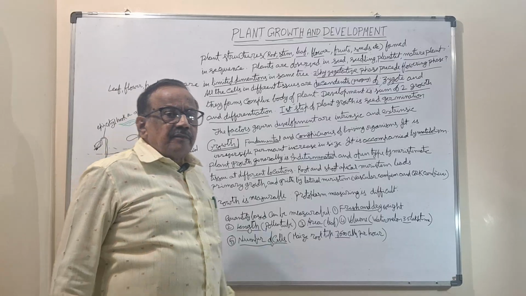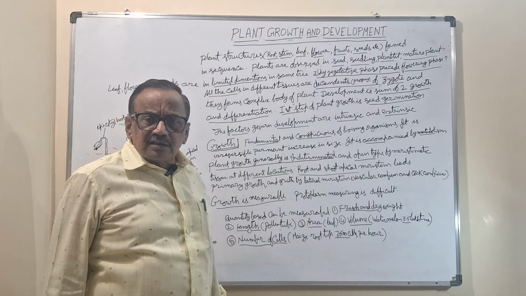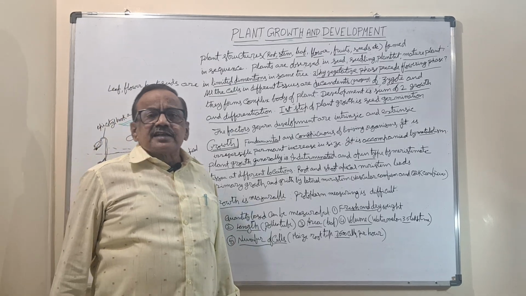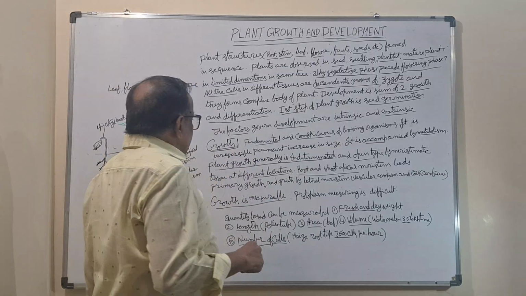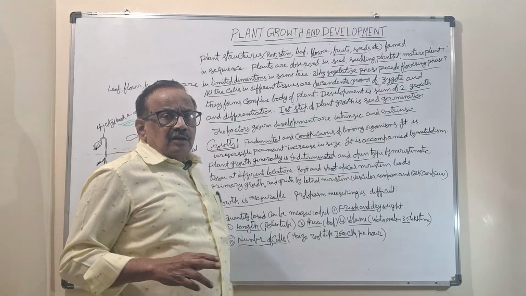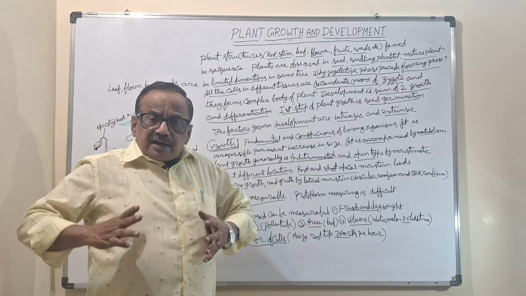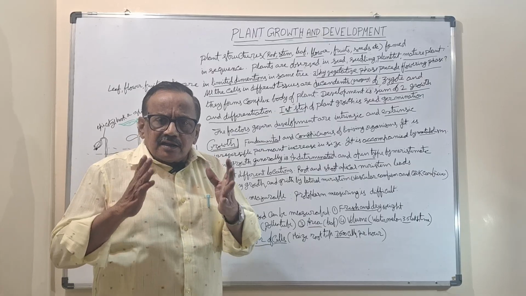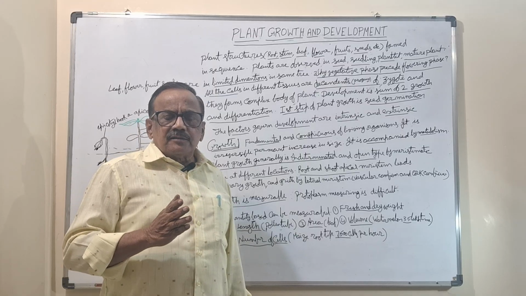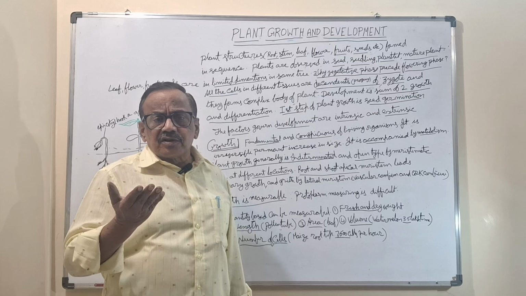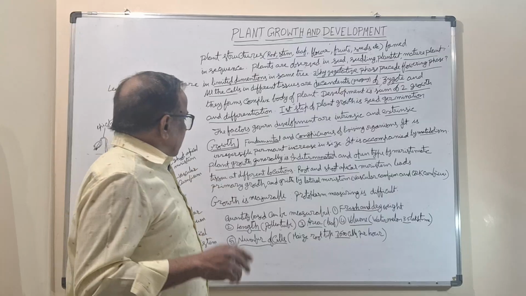Now we'll see the next heading, growth. Already I discussed growth. Growth and differentiation together we call development. So here growth is fundamental and conspicuous. Growth is the fundamental characteristic of living organisms. Whenever we say conspicuous, it means we can see it directly, in living organisms.